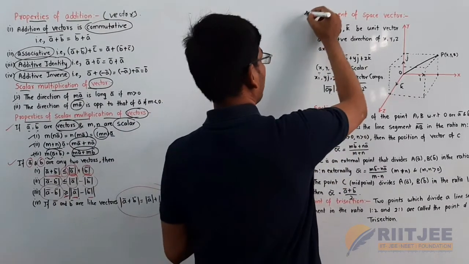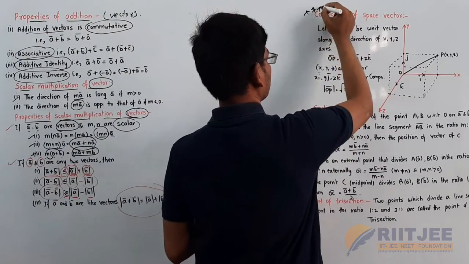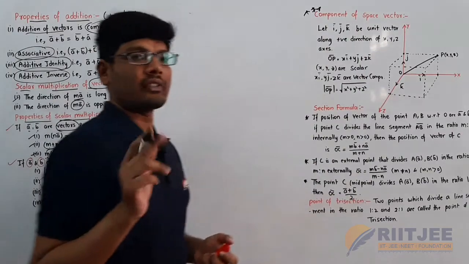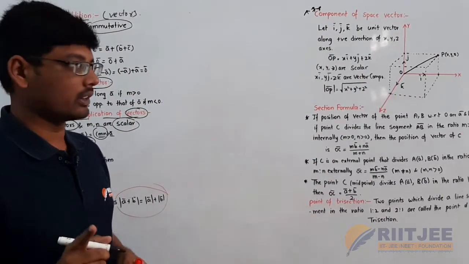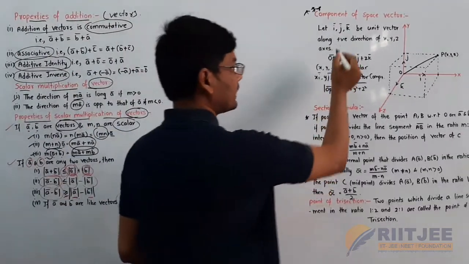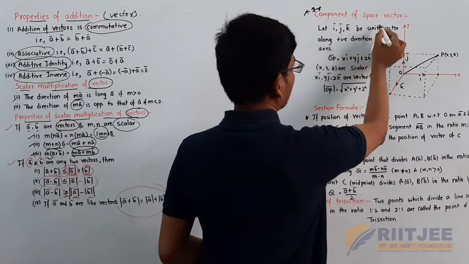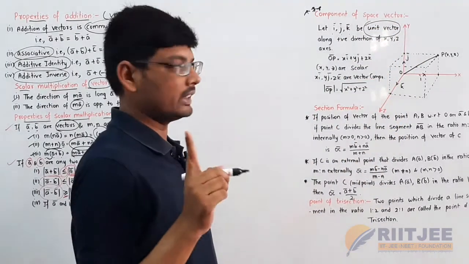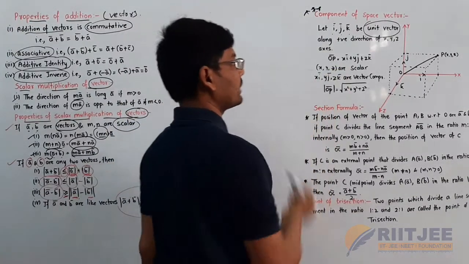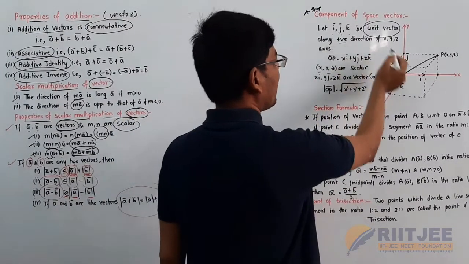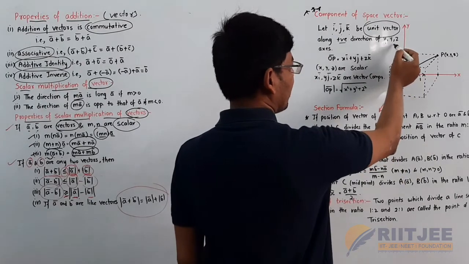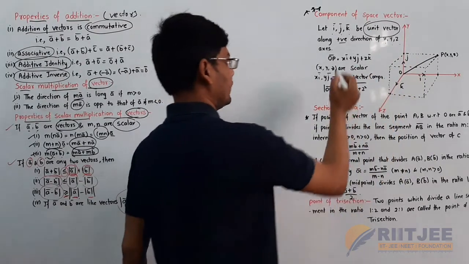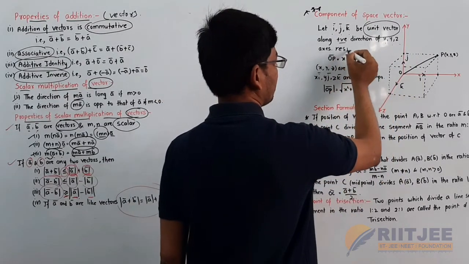The most important topic is components of a space vector. First of all, let i, j, k be unit vectors. A unit vector is one whose magnitude is 1, and only then can we call it a unit vector. They are along the positive direction of the x, y, z axes respectively.